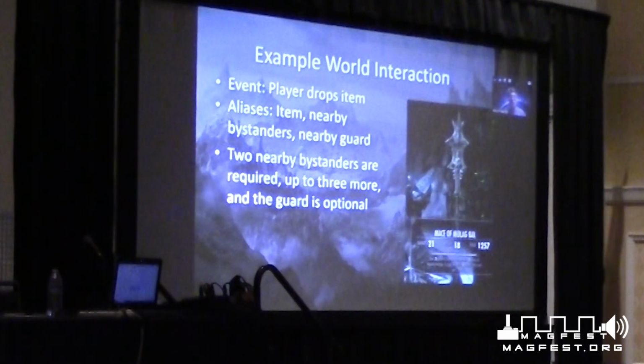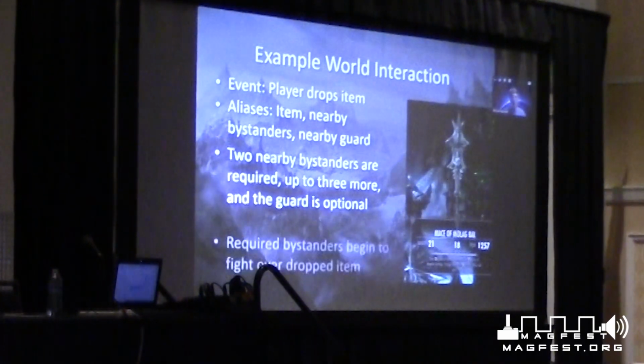So two nearby bystanders are required, but there are some optional ones. If there's more people around, we can fill them. And the guard also is optional. So maybe there's a guard, maybe there isn't, maybe there's more bystanders, maybe there isn't. But if there aren't at least two bystanders, the aliases will not fill and the quest fails.